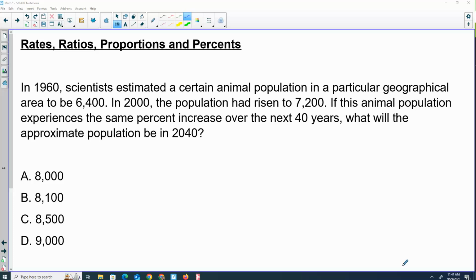Okay, so we will see a lot of questions involving ratios, proportions, percents, those kinds of things. Take a look at this question. In 1960, scientists estimated a certain animal population in a particular geographic area to be 6,400. In 2000, the population had risen to 7,200. If this animal population experiences the same percent increase over the next 40 years, what will the approximate population be in 2040?